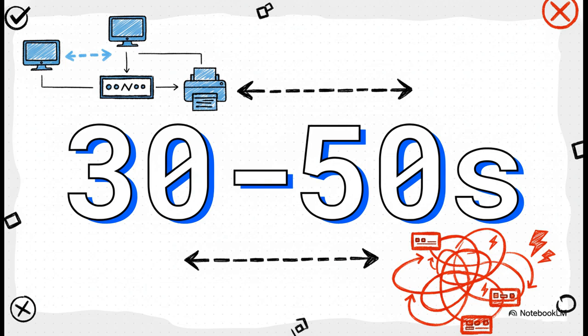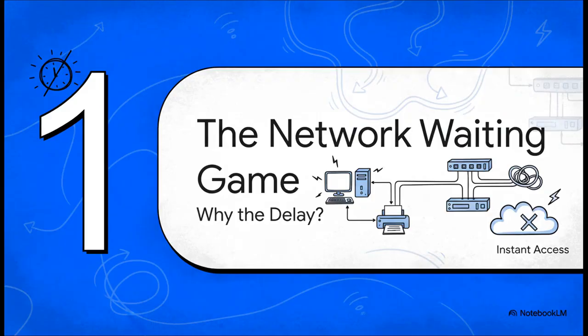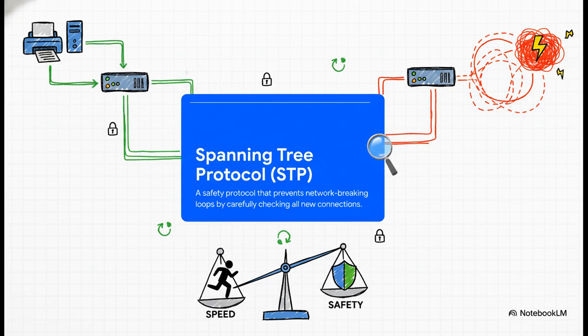So, what on earth is your network doing for that whole half a minute? Well, like I said, it's not a bug, it's a feature. A very deliberate, very important safety feature. Think of that delay as your network being extra cautious. It's playing a little waiting game to make sure everything is safe before it lets you in. And the protocol responsible for this is called the Spanning Tree Protocol, or just STP for short. Its number one job, its whole reason for existing, is to prevent something called a network loop.